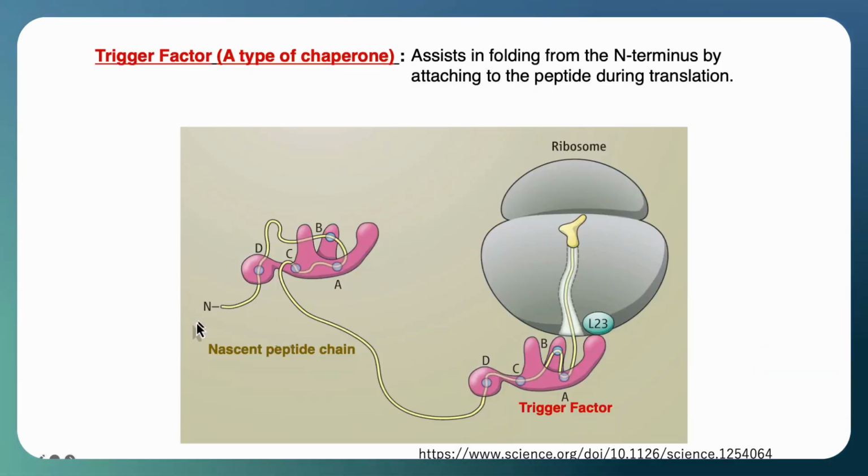As the N-terminus of the protein being synthesized emerges from the large ribosomal subunit, trigger factor, which is one of the chaperone molecules, binds to it. By attaching to the nascent polypeptide chain, trigger factor initiates folding in a way that buries the hydrophobic regions inside and exposes the hydrophilic regions outside. As the nascent chain elongates, a second trigger factor binds, further assisting in the folding process. In this manner, the folding of newly synthesized proteins begins from the initial stages of protein synthesis.